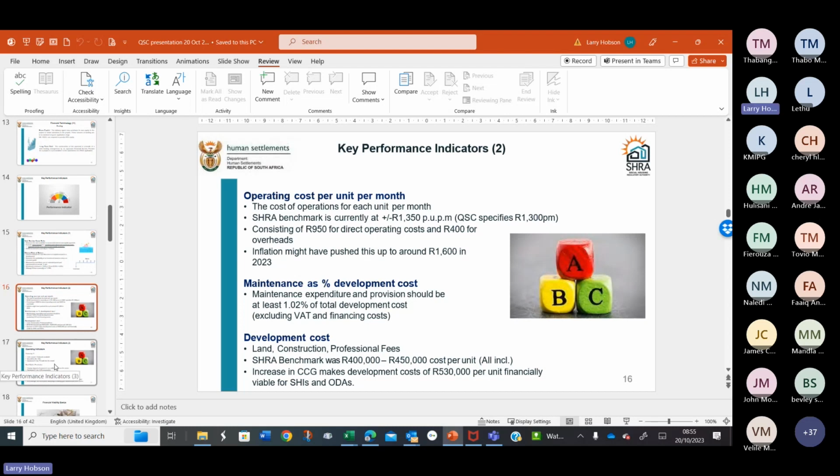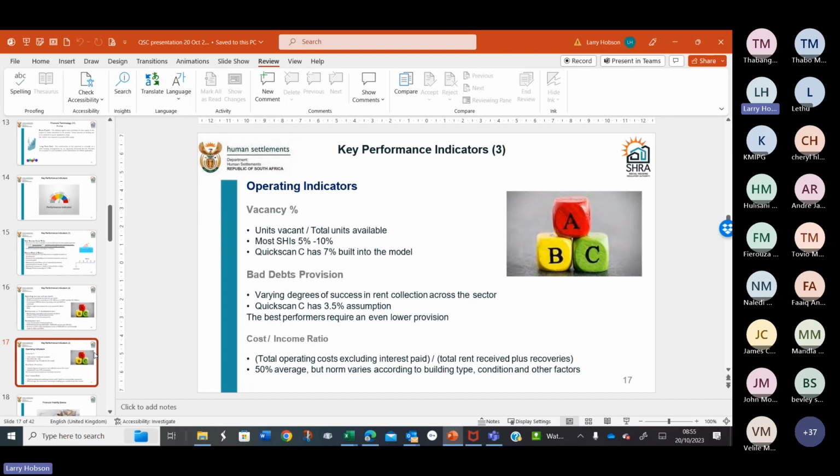Okay, next slide. So we're building some operating indicators into our normal sort of profile of the rentals and what comes off the rentals. So the vacancy percentage is measured by units vacant over total units available. Most SHIs have in the range of 5 to 10%. The default in the quick scan C is 7%.